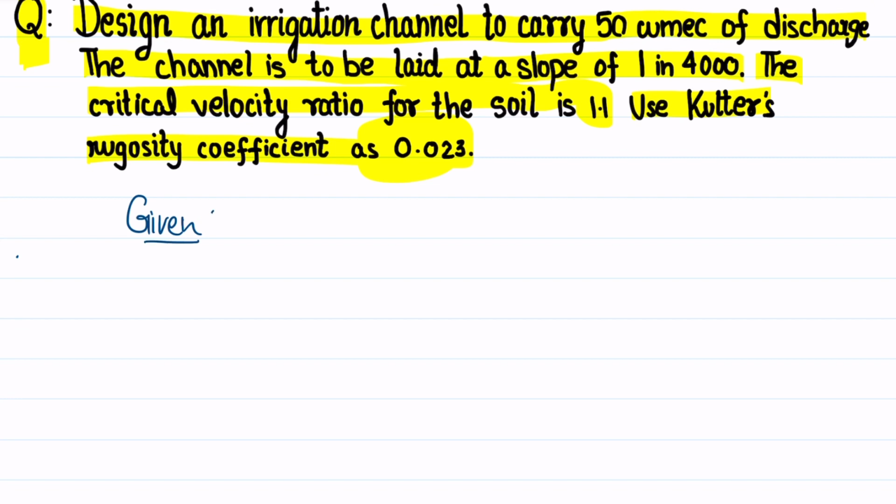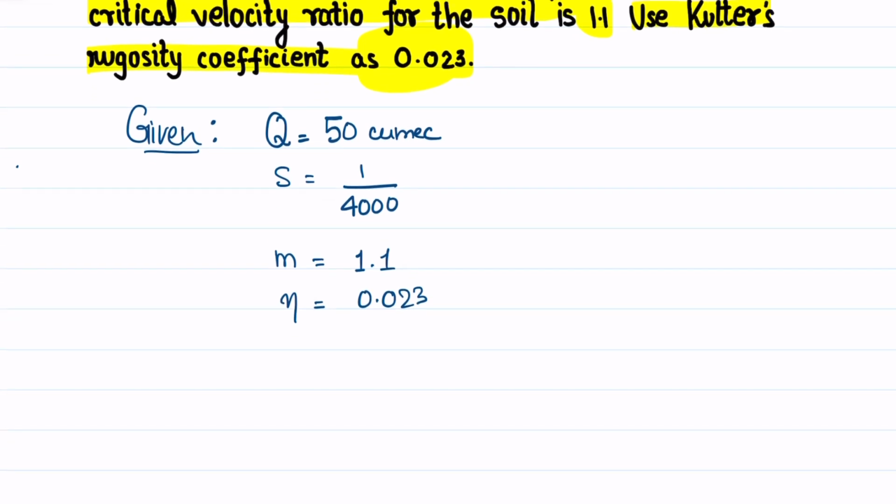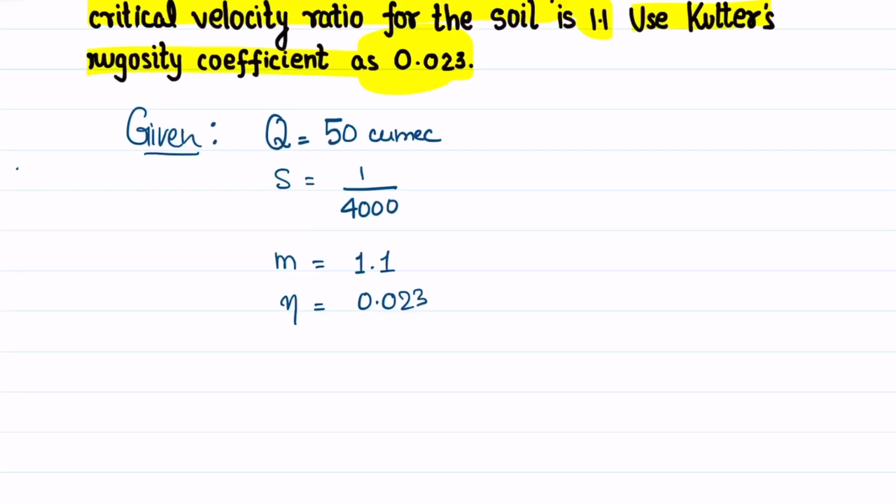So first of all, let us write out the given parameters. We have been given a discharge of 50 cubic meters per second. The bed slope is given to us as 1 by 4,000. The critical velocity ratio M is given to us as 1.1 and Kutter's rugosity coefficient is given as 0.023. These are the given parameters. So let's design a regime channel.